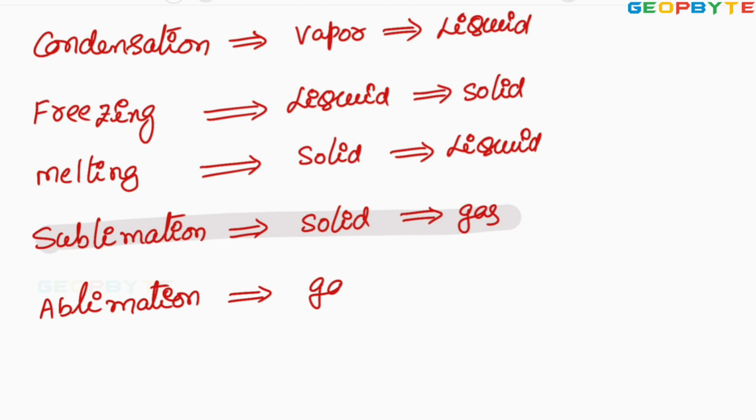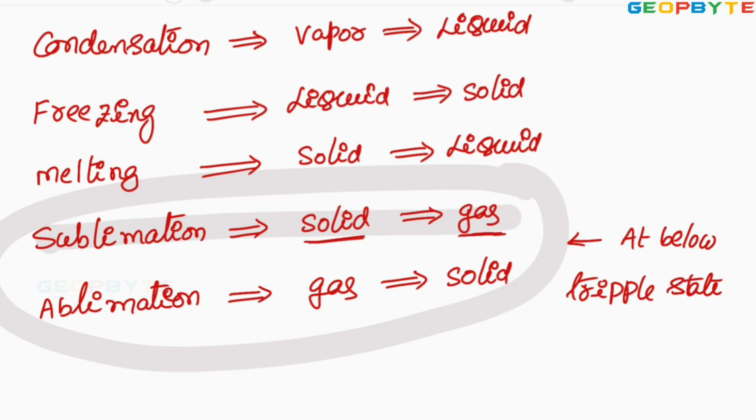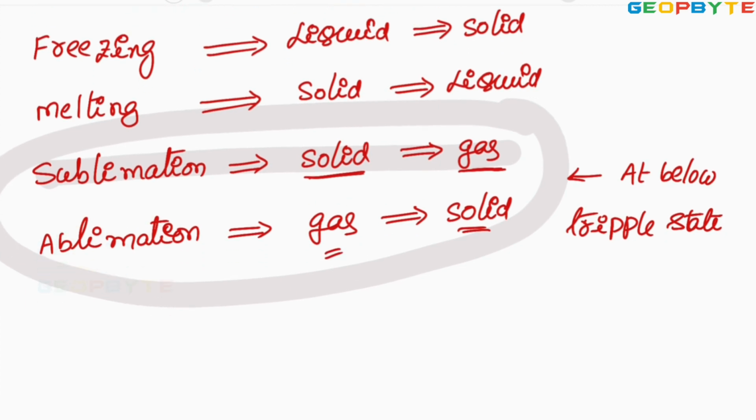During the desublimation process, gas is becoming solid. Remember, both sublimation and desublimation are occurring at below triple point state. At below triple point state, solid is directly becoming gas or gas is directly becoming solid. That means there is no liquid phase below triple point state.